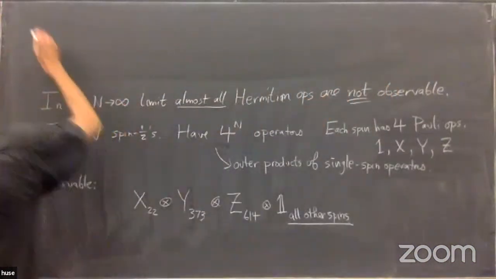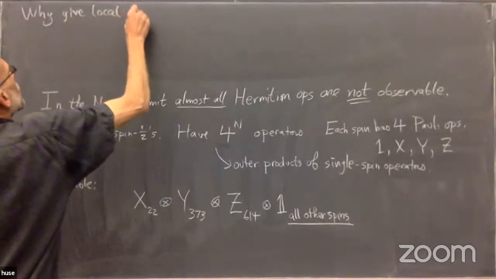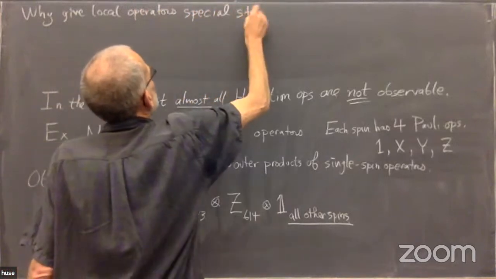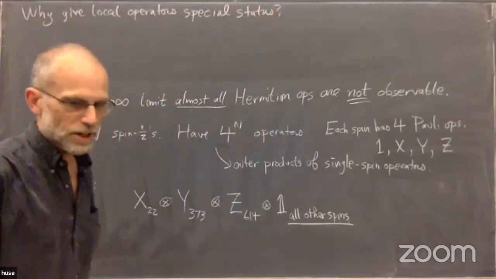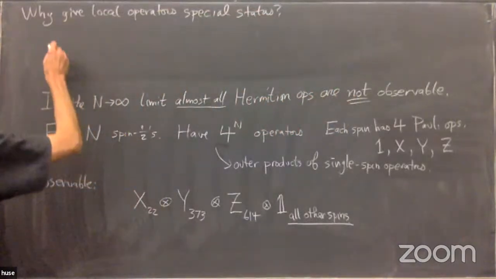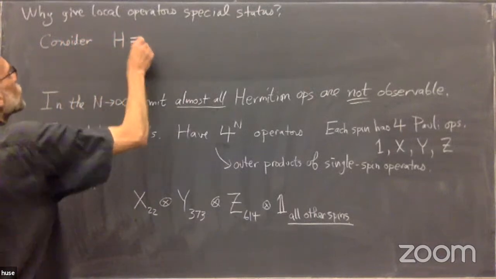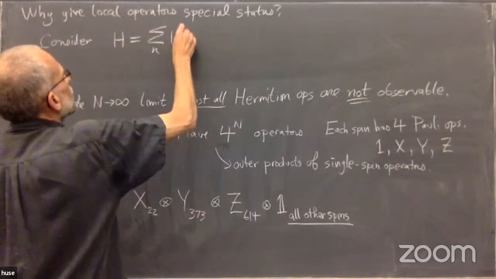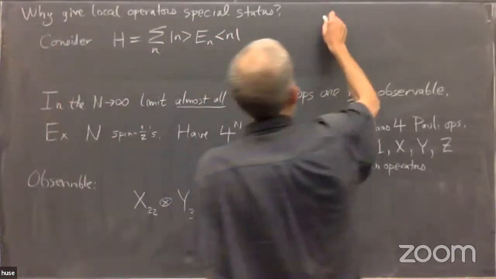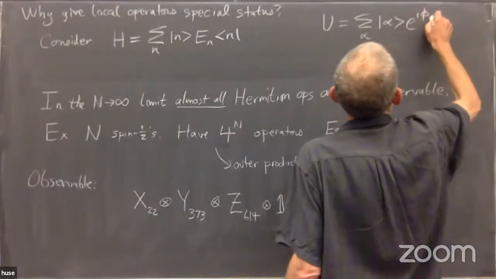Okay, but let me say something here. Why do I give local operators a special status? Many people discuss many-body problems without worrying about this. So let's consider a Hamiltonian, and I'm just going to write it in terms of its eigenstates. So H is equal to the sum over its eigenstates of E sub n times the projector. Or if I have a flow K, U is equal to the sum over alpha of e to the i phi alpha times the projector onto alpha.